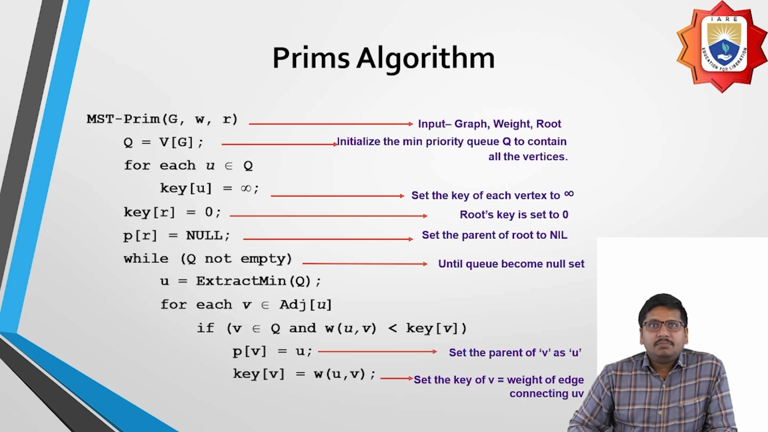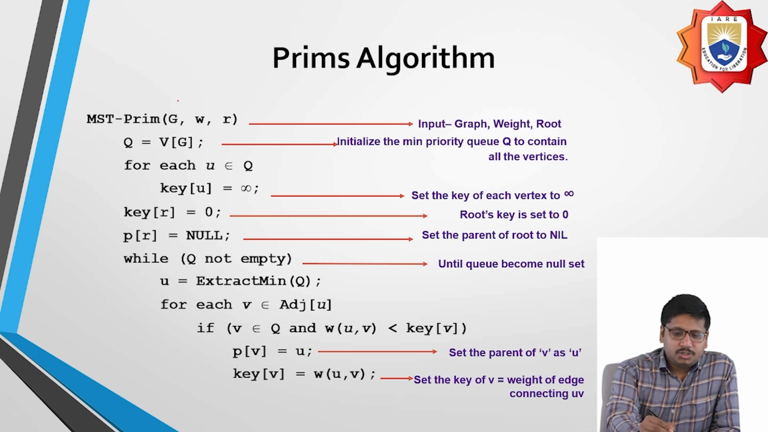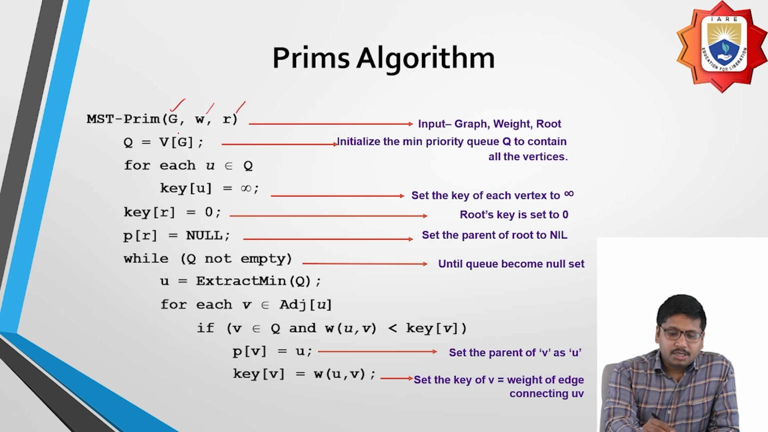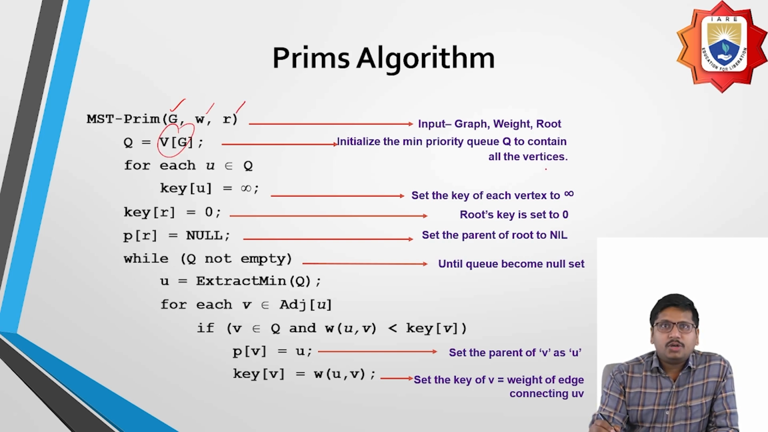In this Prim's algorithm, we're going to consider an input like graph, weight, and root. So given the graph and weight, initialize the priority queue, which is going to contain all those vertices, and set the key of each vertex to infinity. The root key value is set to 0, and the parent of the root should be set to null. So these three steps are the initialization of Prim's algorithm.